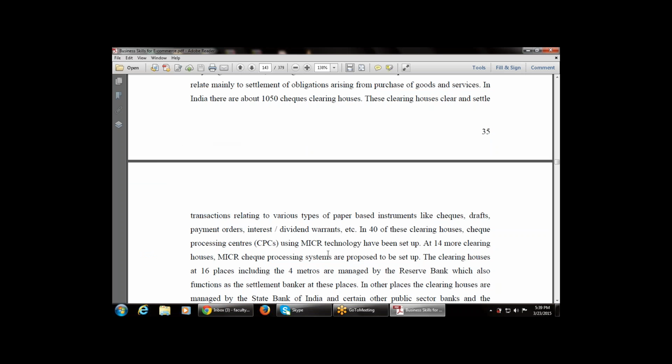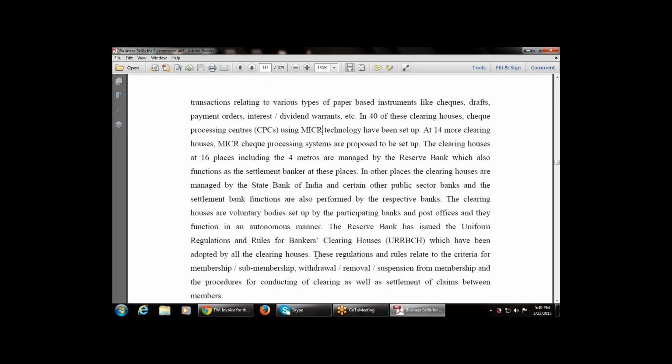These are used with the e-payment system. One of the clearing houses also includes MICR, a device used in banks for checking the cheques. At 14 more clearing houses, MICR cheque processing systems are proposed. The full form is magnetic ink character recognition, which is used by the banks for clearing the cheques used by companies.